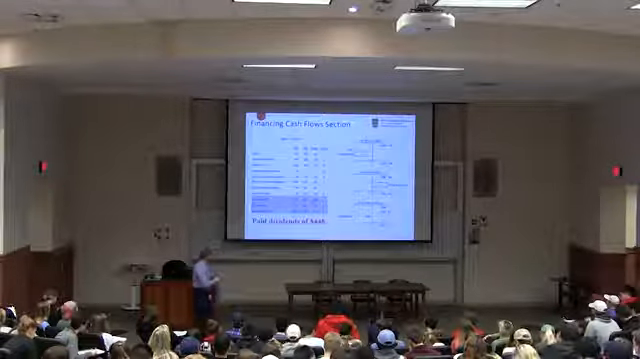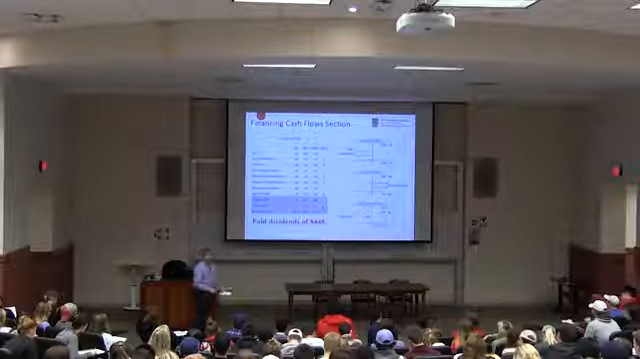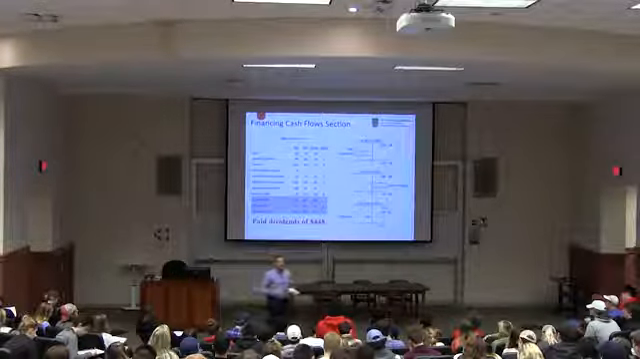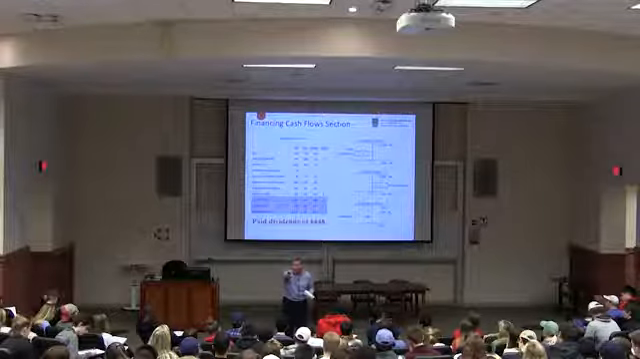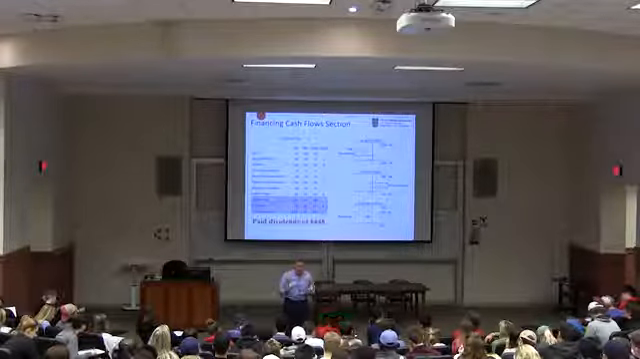Common stock had a beginning balance of $800. It went up to $975. Why would common stock go up? We sold some more shares to the shareholders, and they gave us cash. It's going to be an increase in cash.